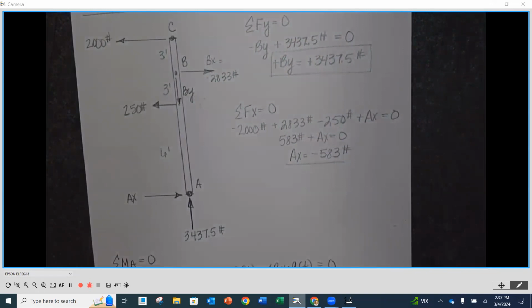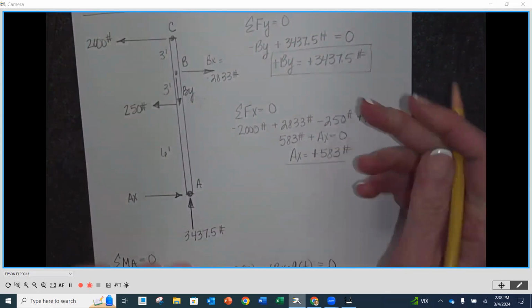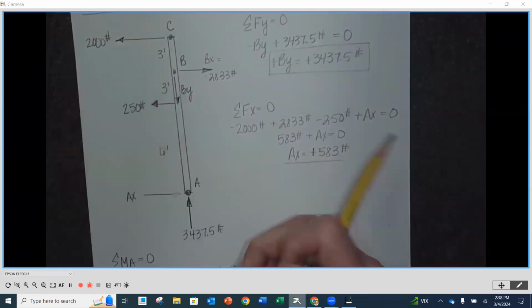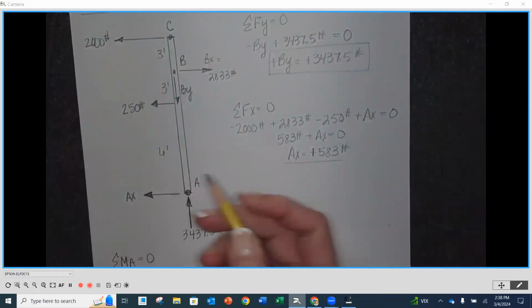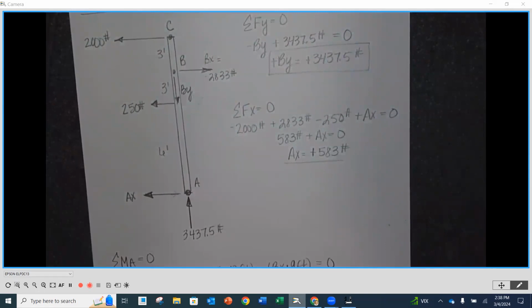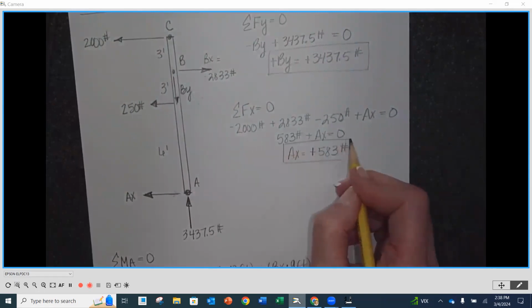Did you end up with a negative 583? Yeah. So no worries, right? Our magnitude is good. It's just that we assumed the wrong direction. So we're going to make it positive. We're going to erase our arrow, if you did it the same way I did, and it needs to go to the left instead, okay? So we're going to put a box around this.